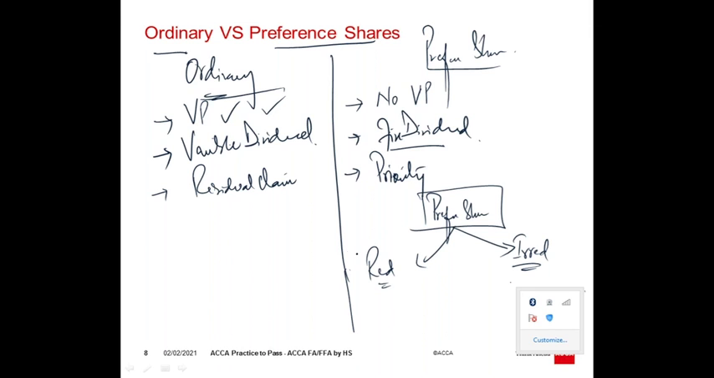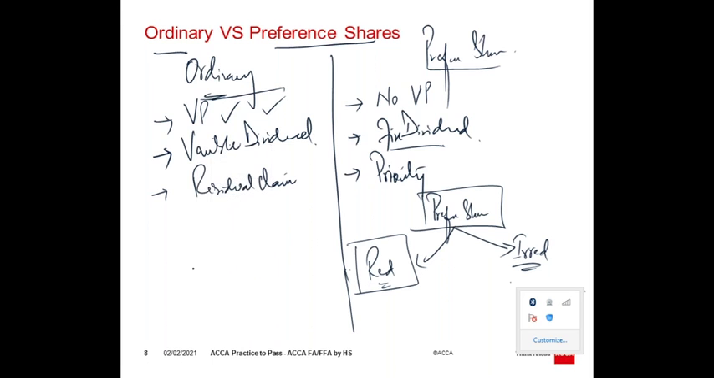Now, what does redeemable mean exactly? Redeemable means the company has taken your amount initially for investment purposes, but after some time the company will pay back your amount. The company will redeem, meaning pay back your amount after some time interval. But for irredeemable, the company is not going to give you your investment back. You have to sell your shares to someone else in order to redeem your investment. So there's a huge difference between redeemable and irredeemable.